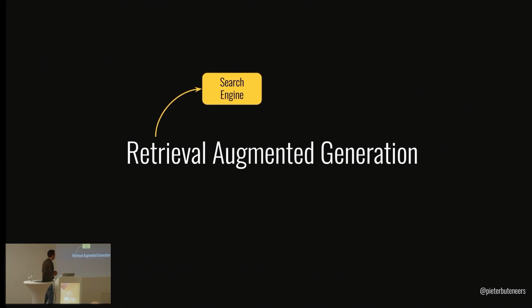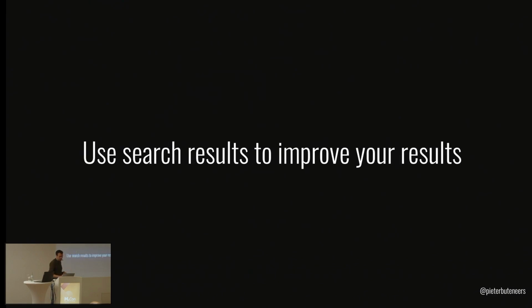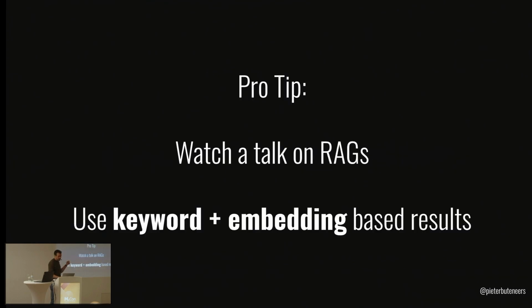And then we have another thing called retrieval augmented generation. This is where you augment your prompt with information that you retrieve from basically a search engine. This can be Google, this can be anything. It doesn't have to work with embeddings. If you have very good keyword search, it works really well. And typically combining the 2, keyword search and embedding search, works even better than just using one of them. So basically you use search results to improve your results. So remember this pro tip, combining keywords and embeddings is way better than just one of the 2, if you ever try this.